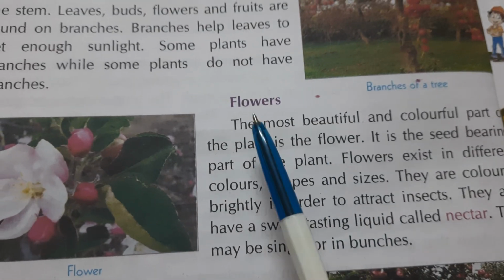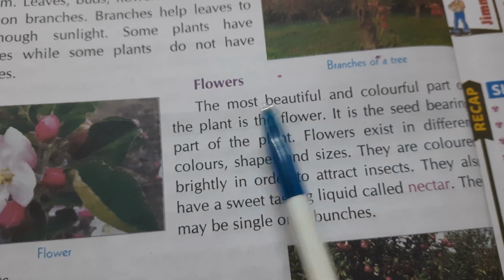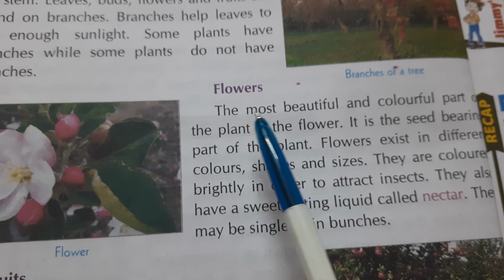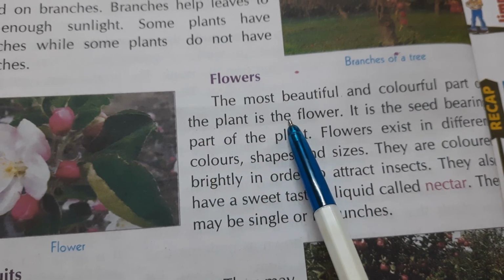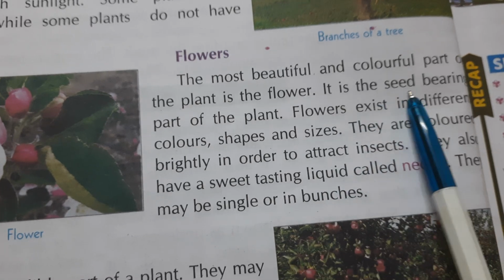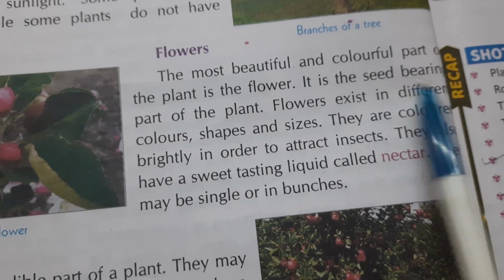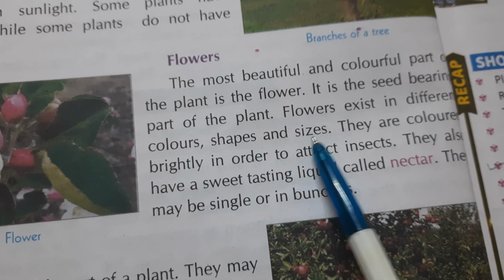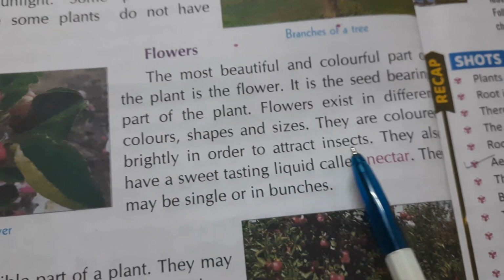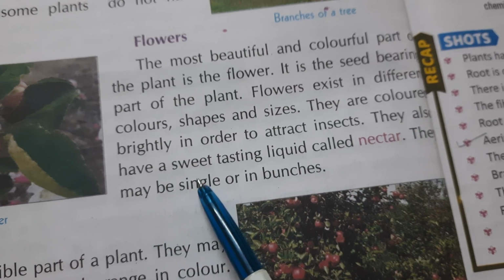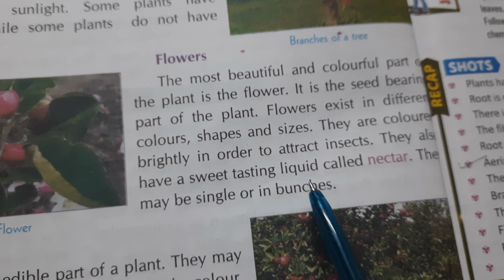Now we are going to talk about flowers. The most beautiful and colorful part of the plant is the flower. It is the seed bearing part of the plant. Flowers exist in different colors, shapes, and sizes. They are colored brightly in order to attract insects. They also have a sweet tasting liquid called nectar. They may be single or in bunches.